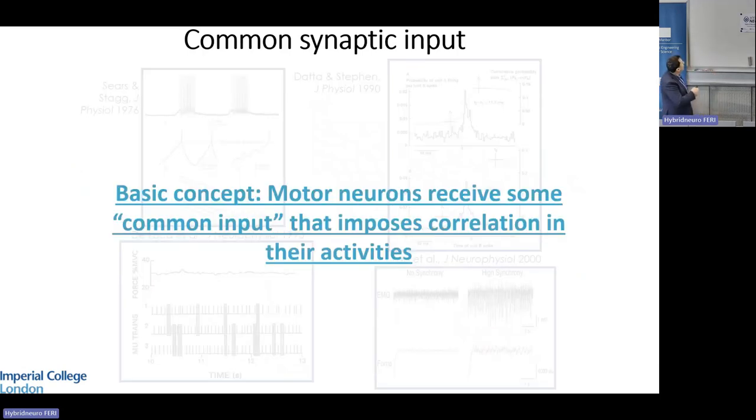So what is the basic code? The motor neurons receive some common input. In order for the outputs of motor neurons to be correlated, that means that the nervous system sends a common input. It cannot send separate inputs. So motor neurons receive common input that imposes correlation in the activity of motor neurons. And when you have correlation, the dimensionality of your space of independent control goes down. It depends how many of these clusters the nervous system addresses, right?